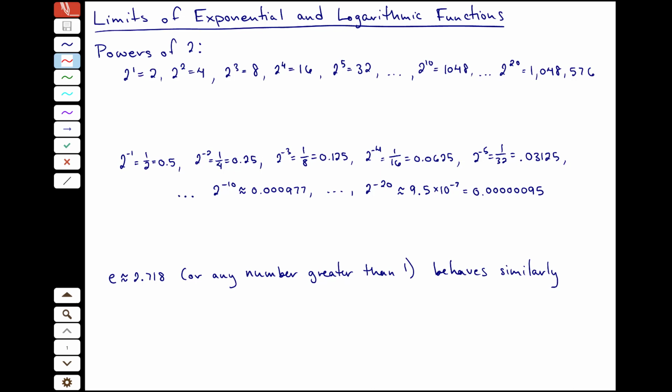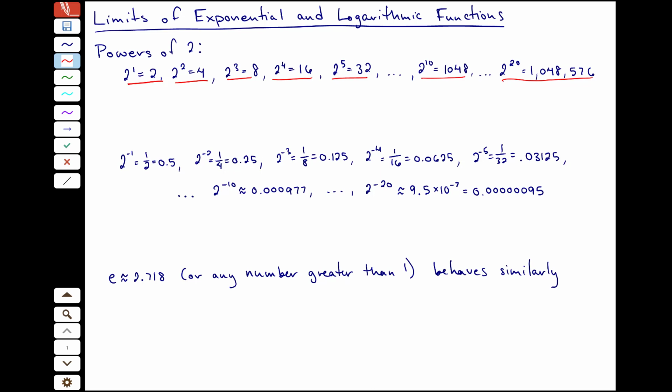So we know that 2 to the 1 is 2, and 2 squared is 4, and 2 cubed is 8, and 2 to the 4th is 16, and 2 to the 5th is 32. And if we keep on taking bigger and bigger powers of 2, we know that we'll get larger and larger numbers. So 2 to the 10 is 1,024, and 2 to the 20 is actually 1,048,576. And so you can see that the powers of 2 get big real quick.